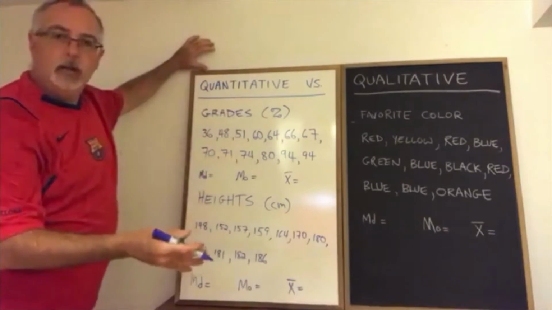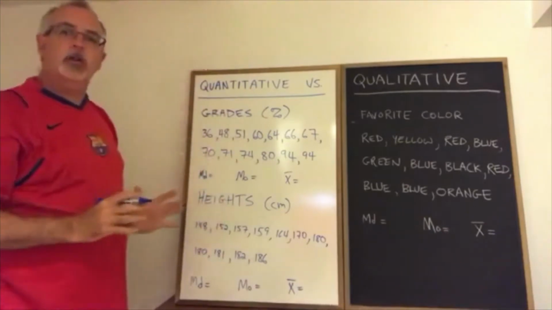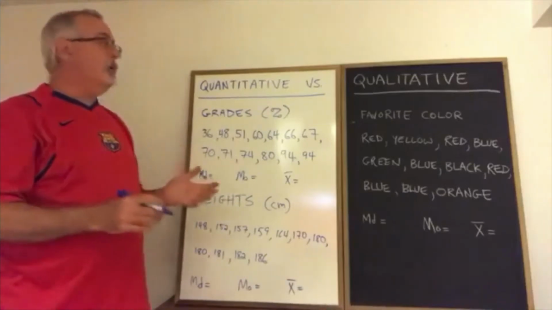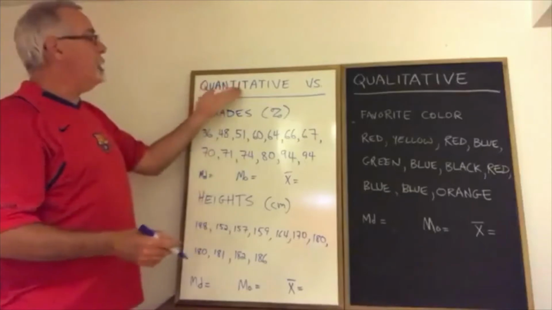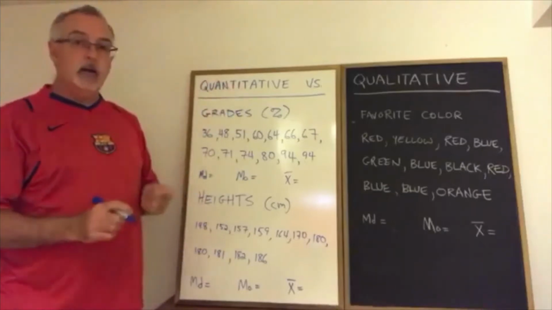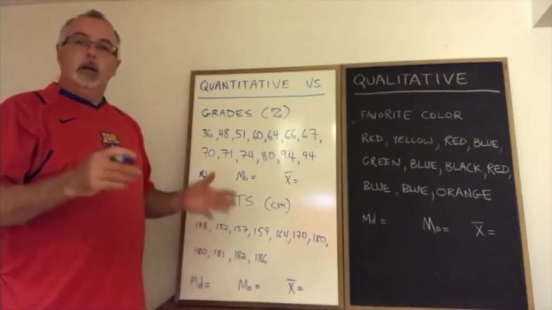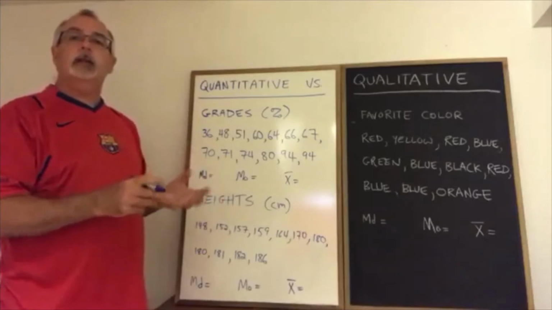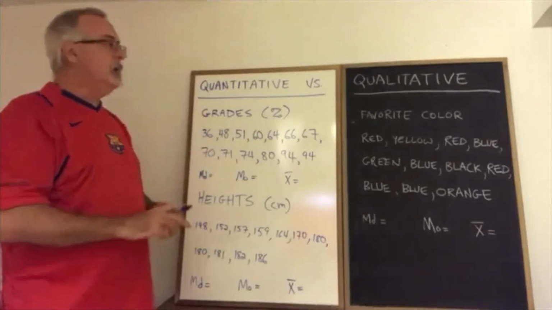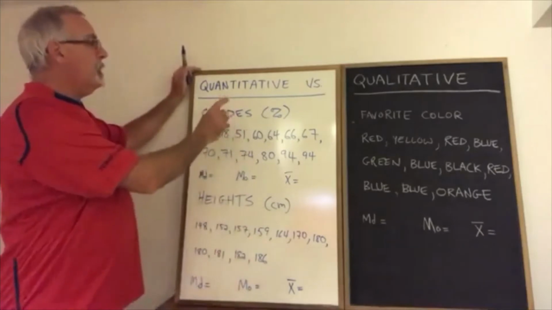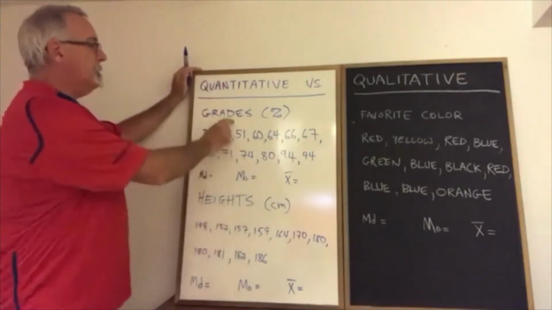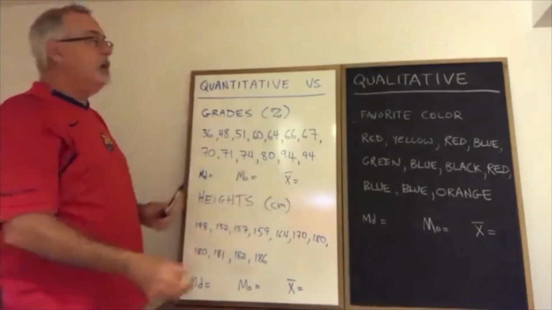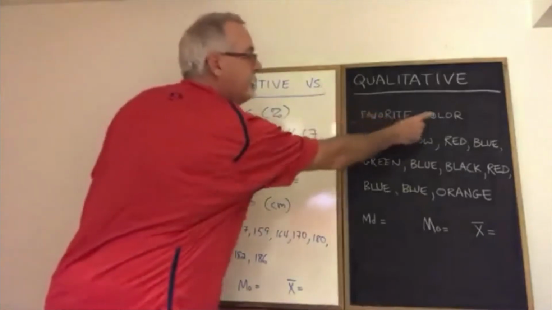Quantitative means quantity. That is not an especially hard thing to assign to a group of data. Quantity means numbers. So if you have data that is numbers, you have quantitative data. If you have data that is not numbers, you have qualitative data. Qualitative is from the same root as the word quality. So you have data that is qualities rather than quantities. I have some examples. For quantitative data, I have two examples: grades given in percent and heights in centimeters. For qualitative, my example is favorite color.